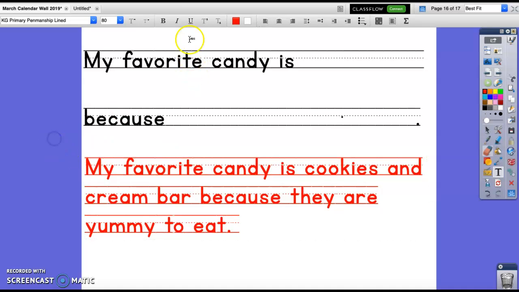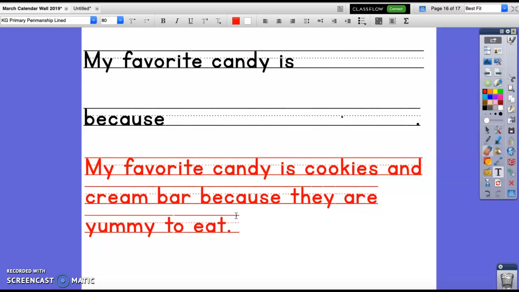So I want you to write my favorite candy is, and I want you to tell me why. So my favorite candy is a cookies and cream bar because they are yummy to eat. I really like cookies and cream bar because they have white chocolate, and then they have the little chips in them, the little cookies, and I really like that. There's numerous reasons why I like those cookies and cream bars, and I don't eat much candy or things like that. So I want you to think of your favorite candy, and I want you to tell me why.